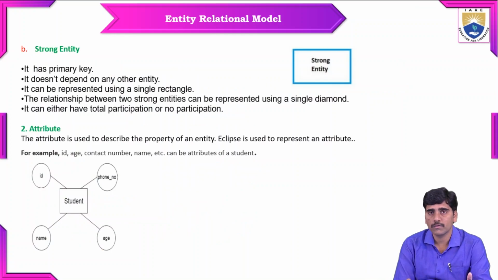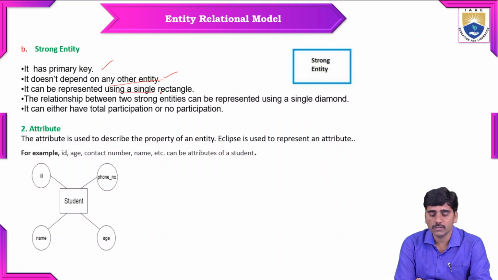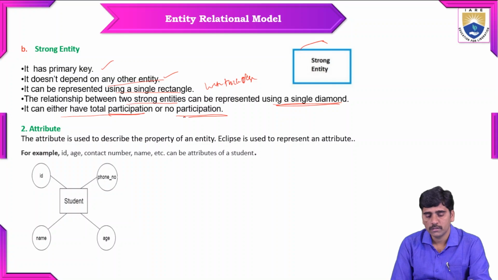Strong entity. An entity that has a primary key is called a strong entity, and it does not depend on any other entity. It is represented using a thick single rectangle. The relationship between two strong entities is represented using a single diamond. It can have either total participation or no participation.